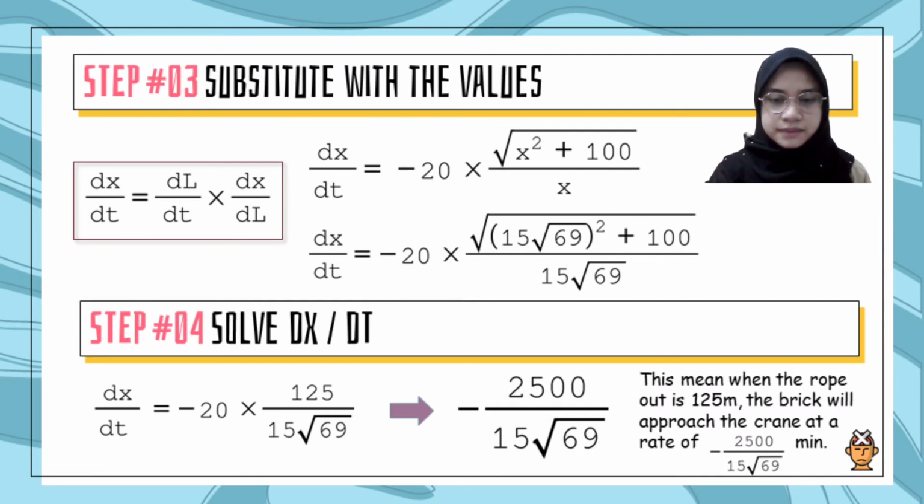Now, the third step is we need to substitute the stated value 15 square root 69 and get the last answer, negative 2500 over 15 square root 69, which is in radical. So this means when the rope out is 125 meter, the brick will approach the crane at a rate of negative 2500 over 15 square root 69 meter per minute.